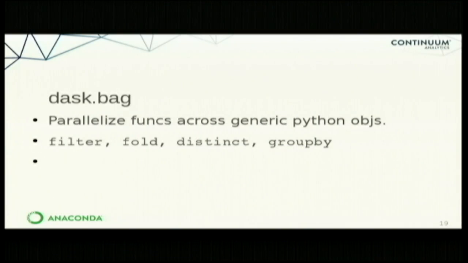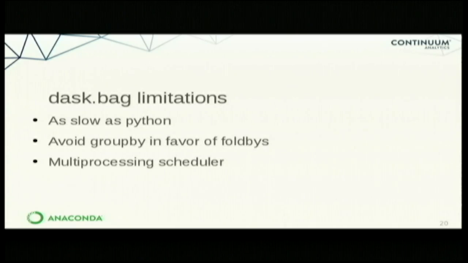Anyway, so back to dask bag. I kind of wanted to show you guys some of the functions that are available with it: filter, fold, distinct, group by. So dask bag is using our multiprocessing scheduler, and that's one of its limitations. Since it's working on Python objects, we know it's probably going to be doing stuff that isn't going to release the GIL, so we spin up a bunch of processes, but that can also be a bad thing because we have to serialize a bunch of stuff between processes. So we don't want to do things with dask bag that have a lot of inter-process communication.